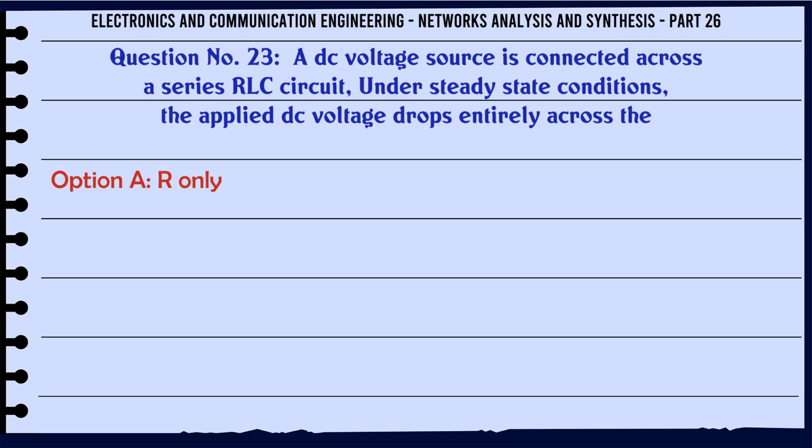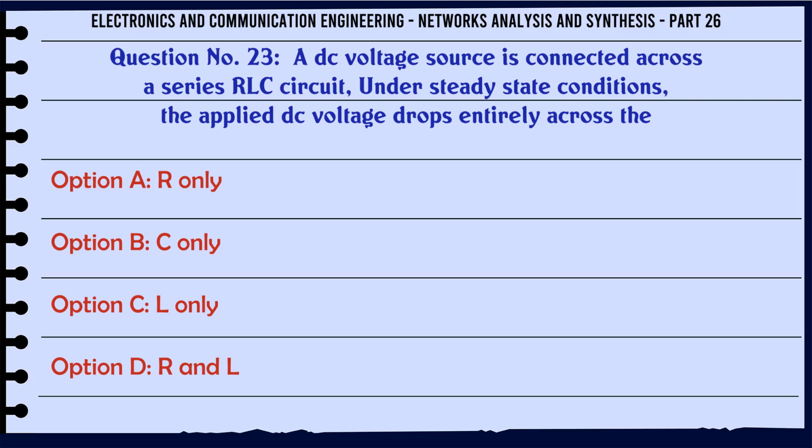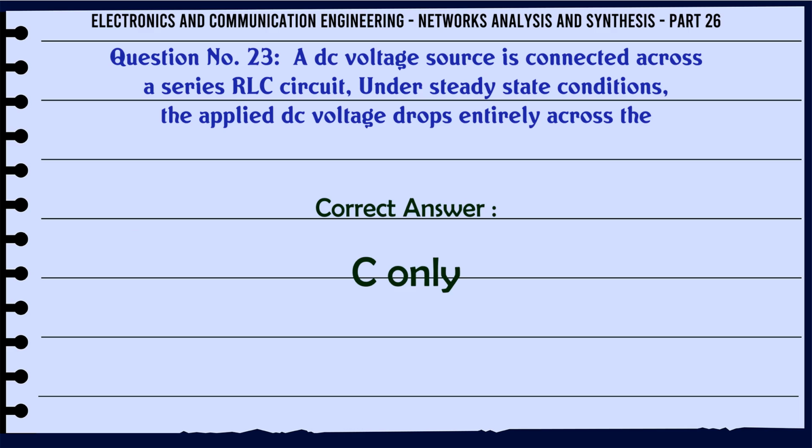A DC voltage source is connected across a series RLC circuit under steady-state conditions. The applied DC voltage drops entirely across the: A. R only, B. C only, C. L only, D. R and L. The correct answer is C only.